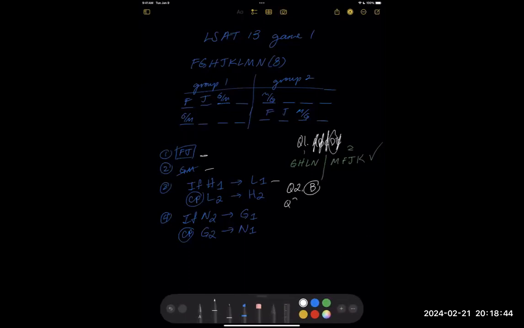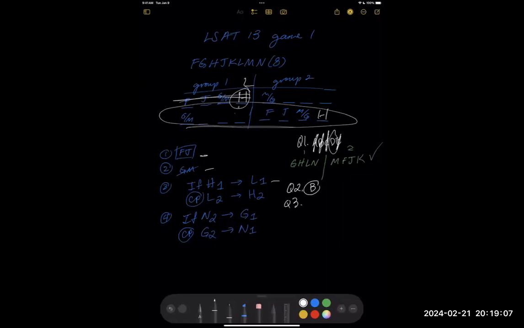Okay, got question 3. So F and H are in the same group. Let's actually write that somewhere. If H is in 1, then L is supposed to be in 1 as well, but there's no room to put L in 1 here. So that's not going to work. So we're definitely working with this scenario.